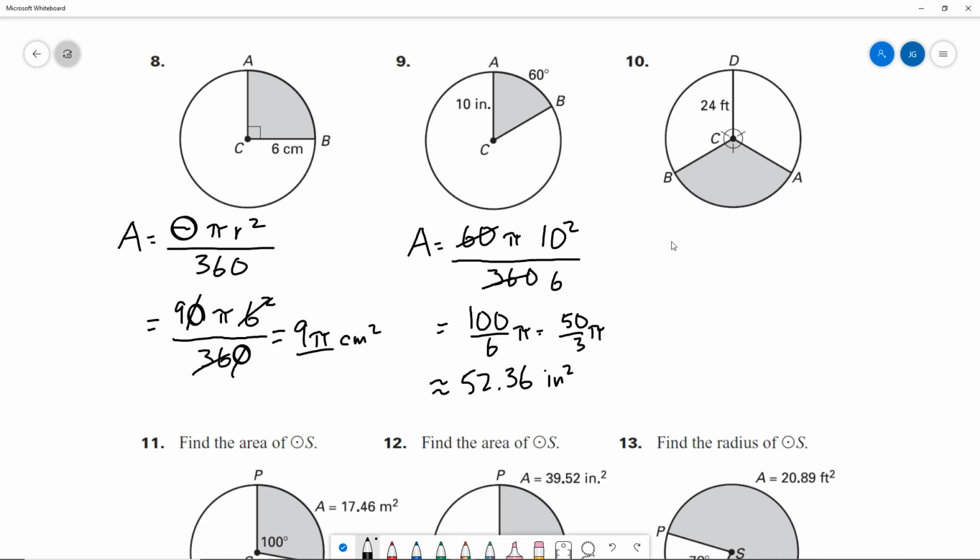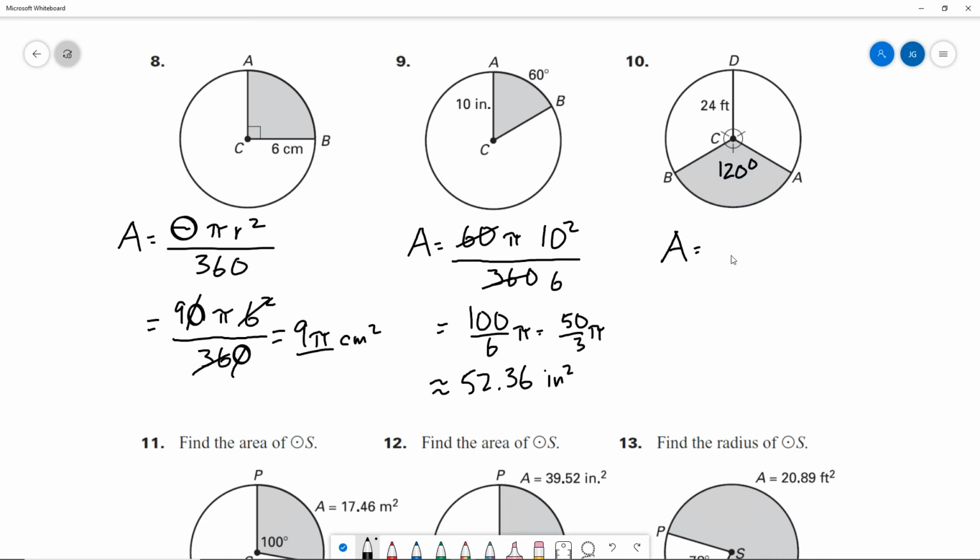Number 10. Okay, number 10, the first thing we got to realize is that here at the center, it is telling us that these three angles are all congruent. So that means that any one of those angles is going to be 1/3 of the whole circle. So it's going to be 120 degrees.